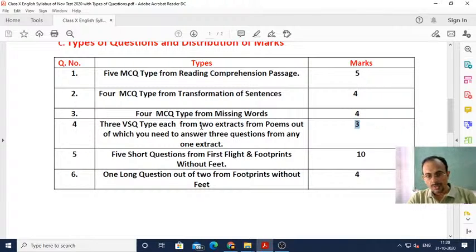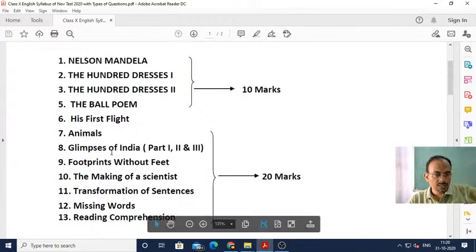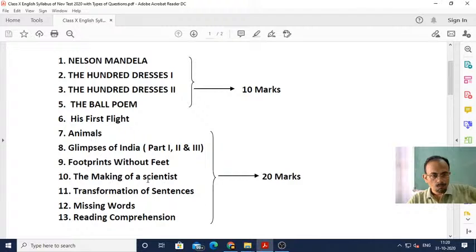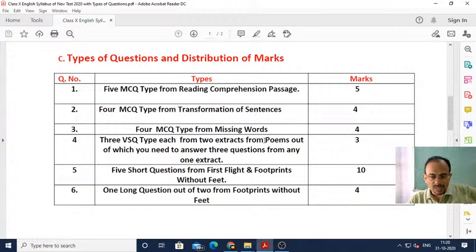And 3 marks will be there from your extracts. There will be 2 extracts, out of which you have to answer one extract having 3 questions. The extracts come from his first flight, the animals and the ball poem. There are 2 poems given. This time the extracts can be from the prose lessons, because last time it was from poems, so this time I'll give from prose. In place of poems I shall write prose, so that we can do it. It will be prose lessons.